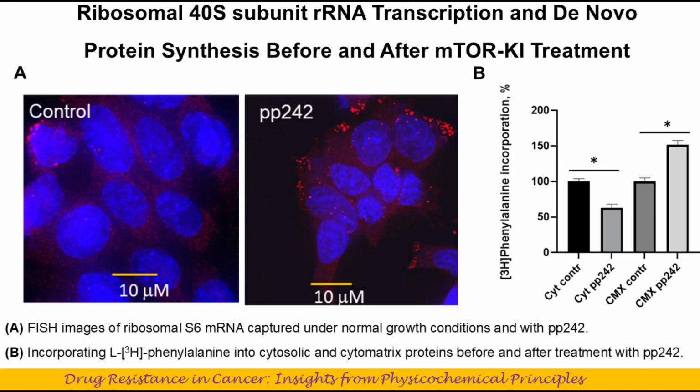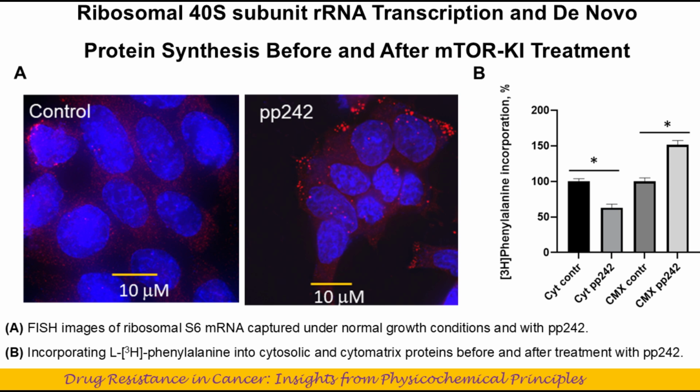To examine the dynamics of the 40S small subunit under normal growth conditions and after treatment with PP242, the mRNA levels of the small ribosomal protein RP6 were measured using in situ hybridization. Even after 2 hours of PP242 treatment, cells showed higher levels of RP6 mRNA signals.